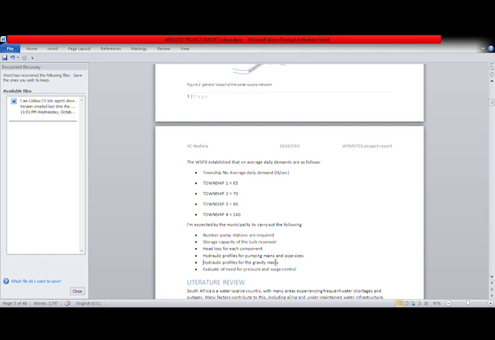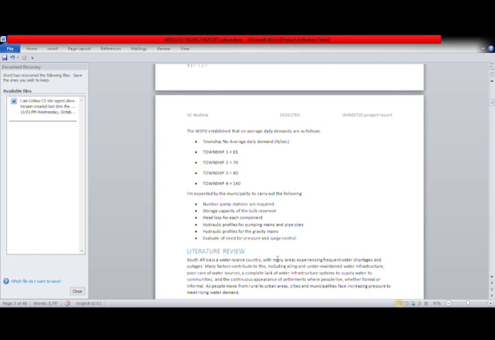I am expected by the municipality to carry out the following: the number of pump stations that are required, the storage capacity for the bulk reservoirs, head loss for each component, hydraulic profiles for pumping mains and pipe sizes, hydraulic profiles for the gravity mains, and evaluate the need for pressure and surge control.